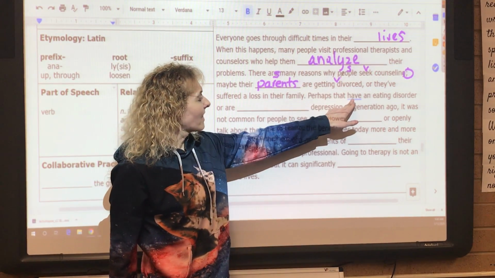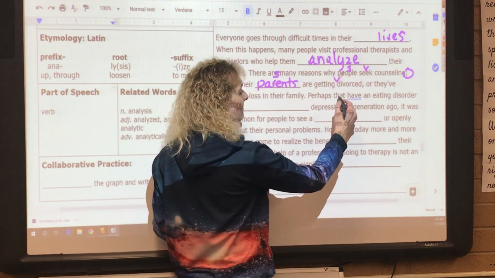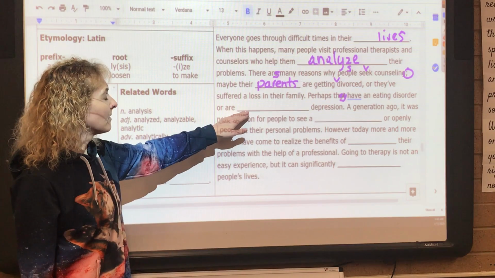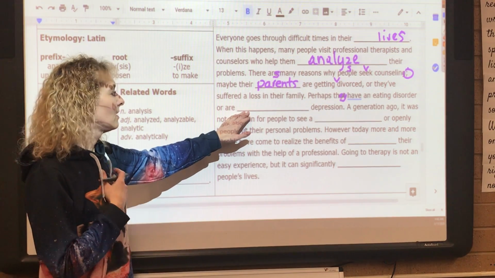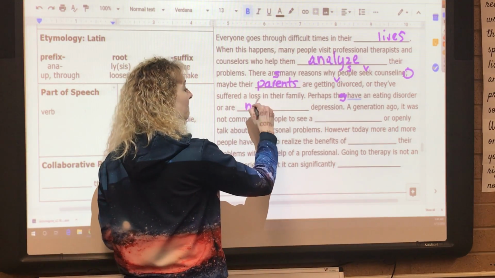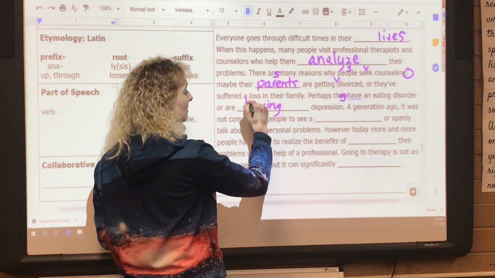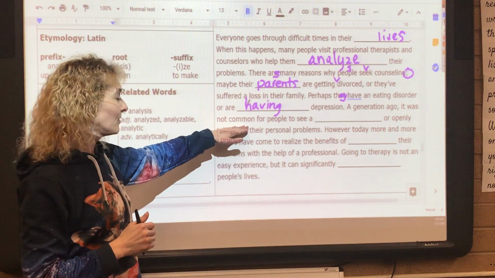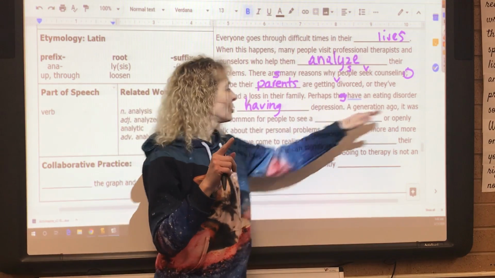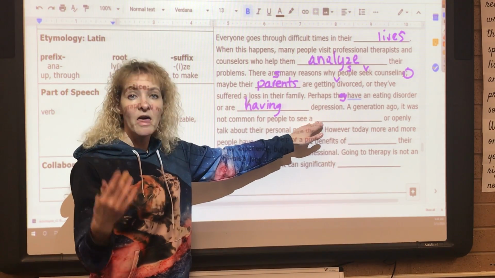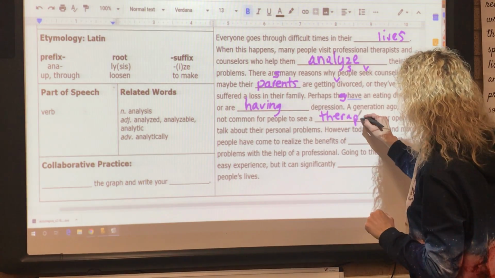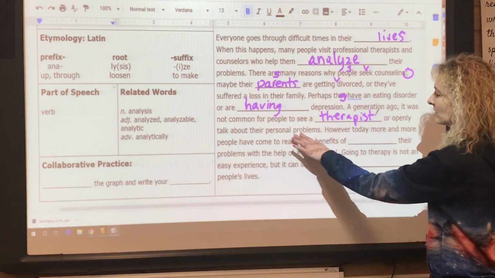Perhaps they have an eating disorder, or are blank depression, or are having depression, experiencing depression. A generation ago, it was not common for people to see a blank or openly talk about personal problems. A generation ago, it was not common for people to see a therapist or counselor, or openly talk about personal problems.